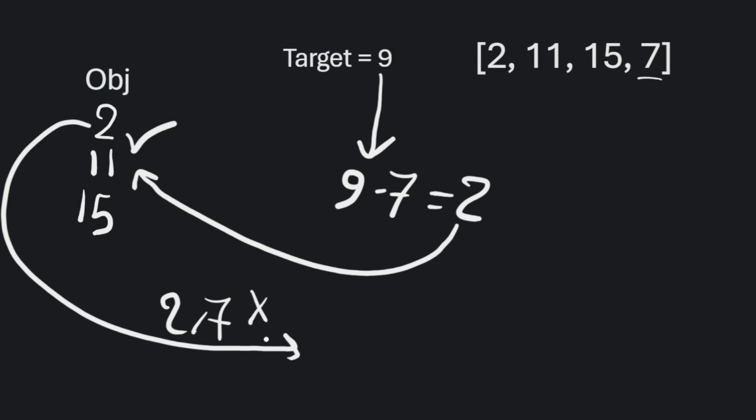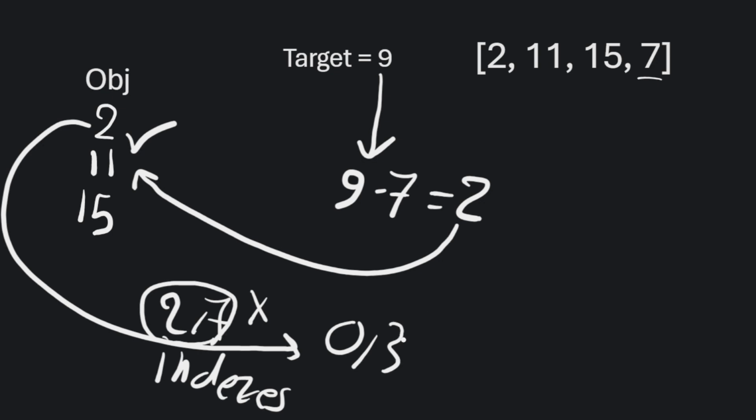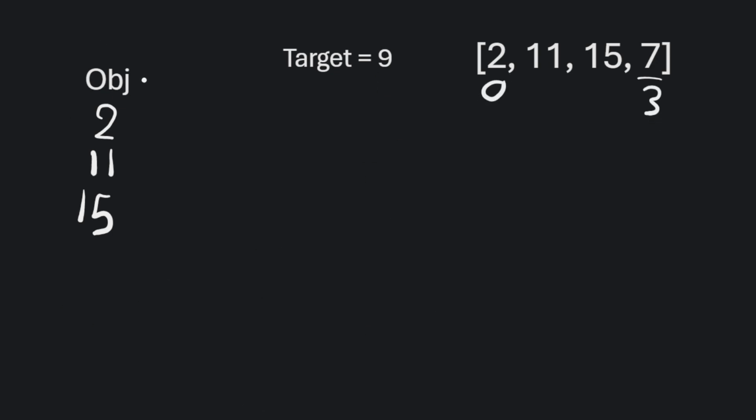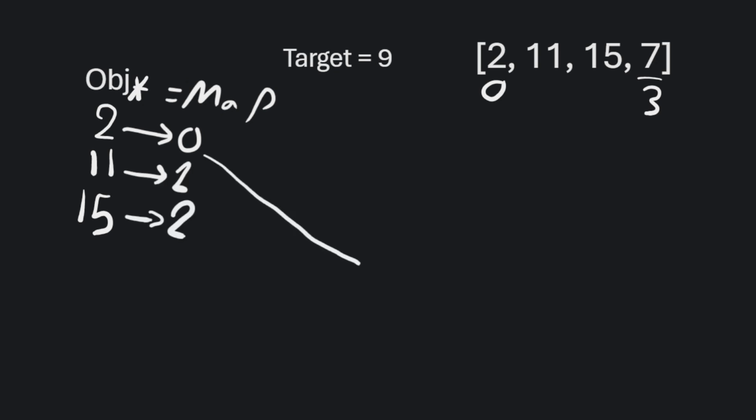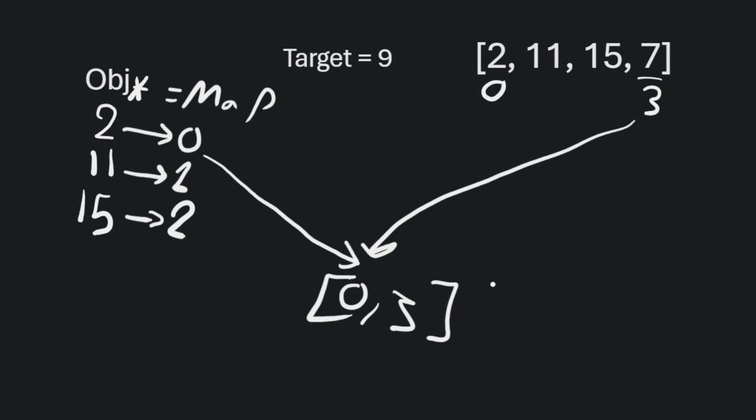But there's one issue. We don't want the values of these two. We want their indexes. So instead of returning 2 and 7, we should return 0 and 3, because the index of this one is 0 and the index of this one is 3. That's why in the beginning I said we're going to have a special type of object, and that's going to be a map. During our iterations, each time we store a number, we're going to store the index of that number as well. And then we return these indexes as the answer.